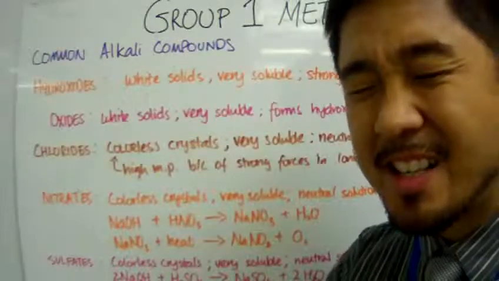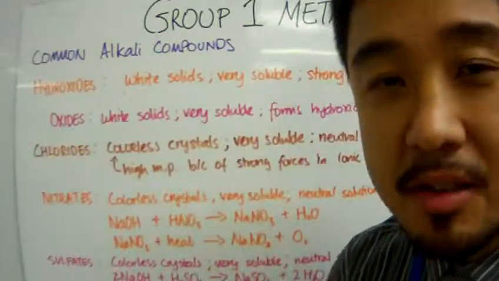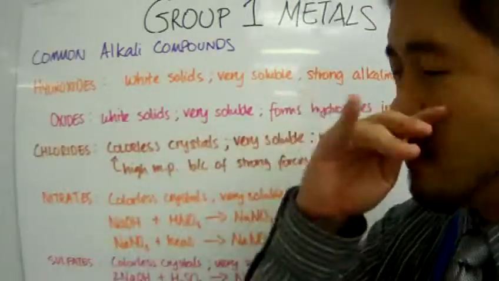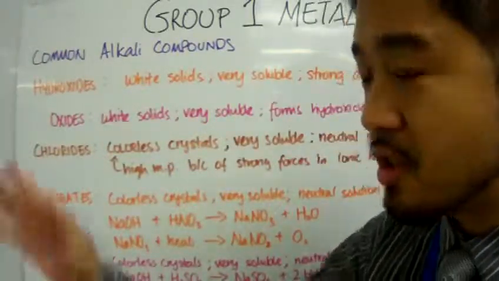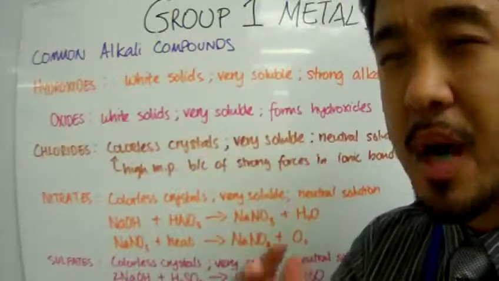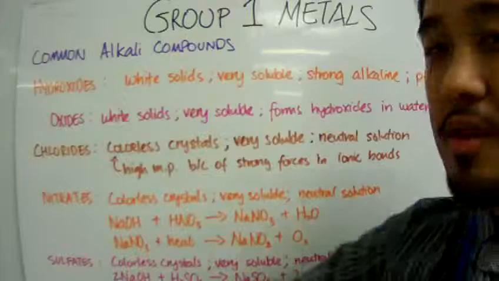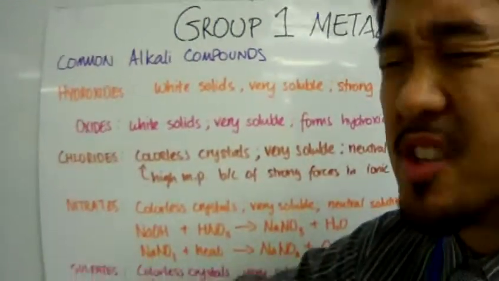Well, alright, we're going to now complete the group 1 metals and talk about some of the common alkali compounds. You can pause the video anytime you like, just so that you can write down these common properties of these alkali compounds. So right up the top here we have hydroxides.